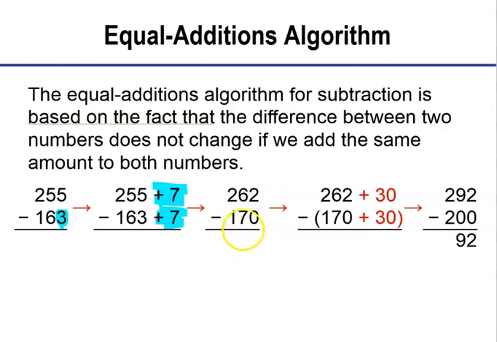I could even do it again. I can go to the next 100 level. So what do I need to add to 70 to move up to the next 100? I'm going to add 30. Again, if I add 30 to the subtrahend, I have to add it to the minuend. Okay, 262 plus 30 is 292 minus 200, and then you have an easier subtraction problem. So instead of trading in, which again we've called borrowing in the past, I'm just going to add the same values to my minuend and subtrahend and get an equivalent problem, which is a little easier to do the subtraction.